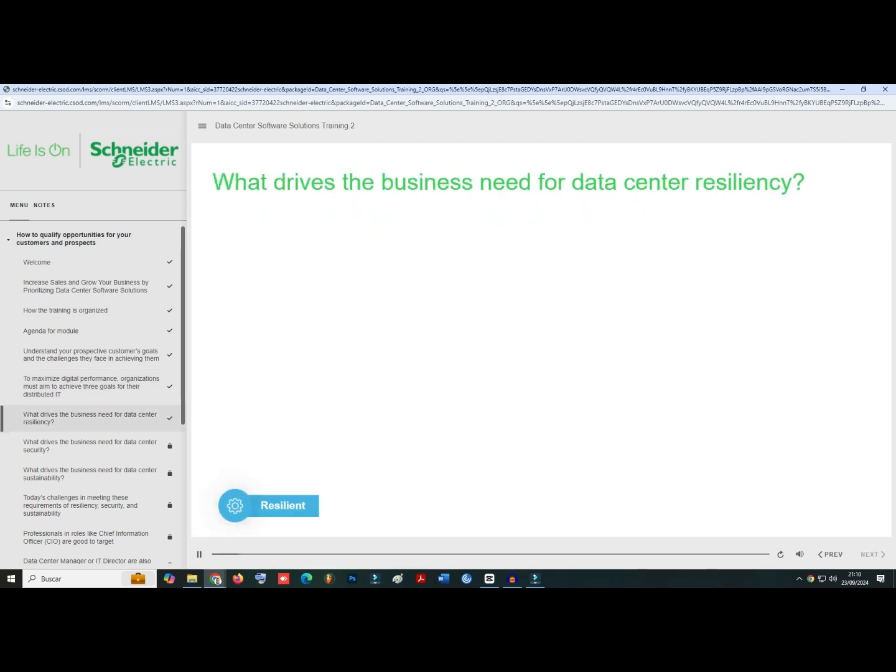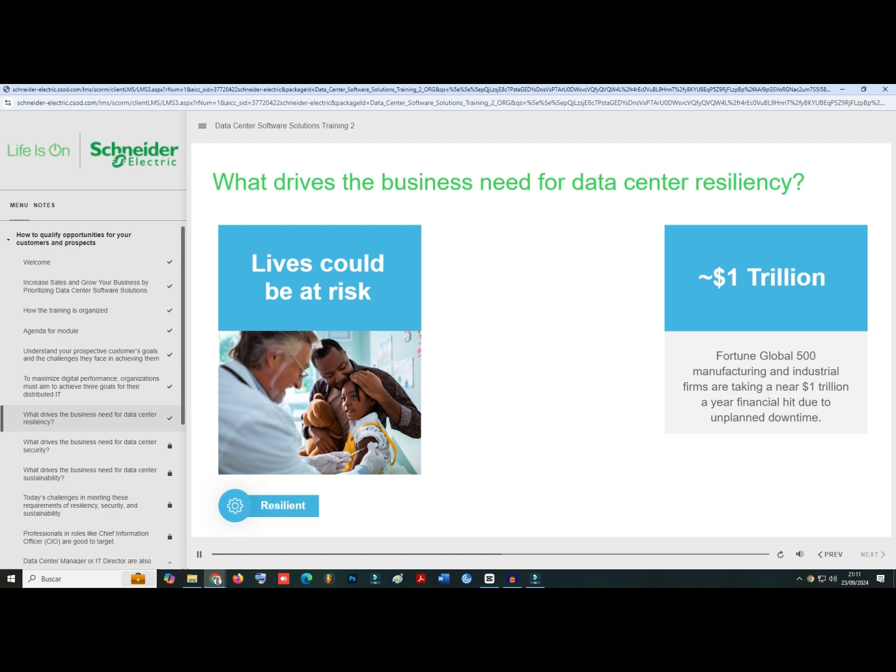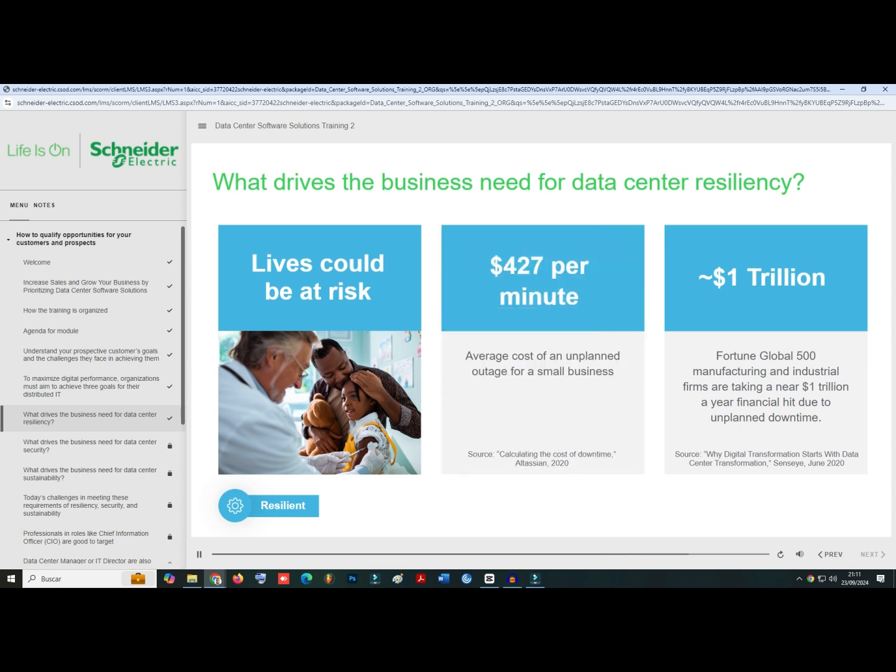Most businesses, in order to make sure they are delivering an optimal customer experience, need to maximize uptime for their IT operations. Unplanned downtime can put lives at risk, hamper productivity, and is incredibly costly. In fact, Fortune Global 500 manufacturing and industrial firms are taking a near $1 trillion a year hit due to unplanned downtime. And one report puts the average cost of an outage for a small business at over $400 per minute.